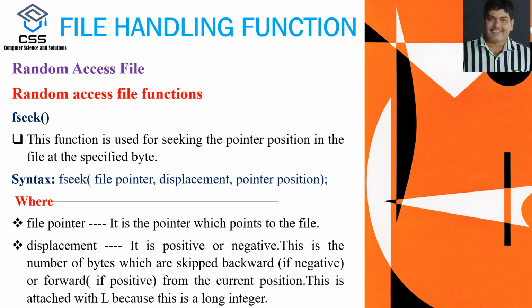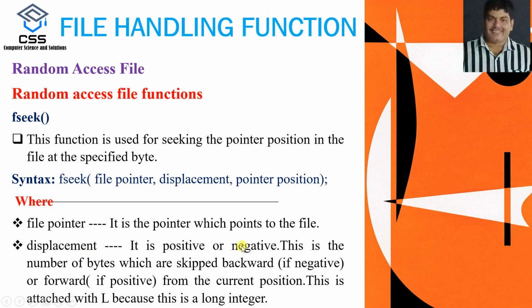Suppose there are 10 characters, and we are in the 8th position. Suppose 2 means from 8 onwards, minus 2 means from 8 backwards. Hence, two types of value can be given in the displacement, either positive or negative. L represents the long integer. Whether you write 2, 3, 4, whatever you want, that is that many bytes of characters you want to extract from the file. Hence, the file pointer represents the pointer where the file is located.